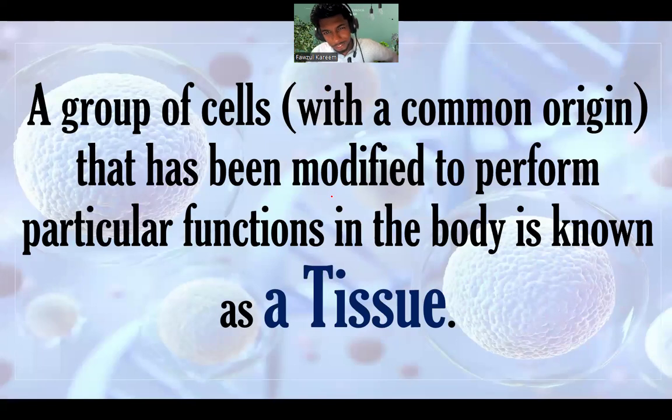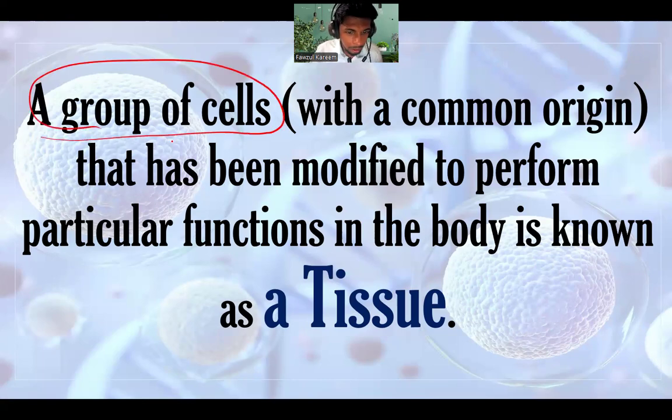Now you want to know the definition of the tissue. In your grade 10, you may have studied that a group of cells is called a tissue. Am I right? But in grade 11, there's somewhat advanced thing, a somewhat new thing in the definition. You can see a group of cells is called a tissue. That's okay, but they have some additional thing. What is that? Modified to perform a particular function.